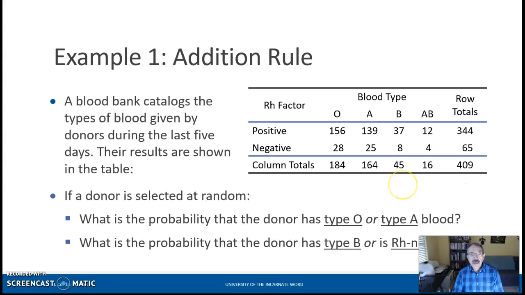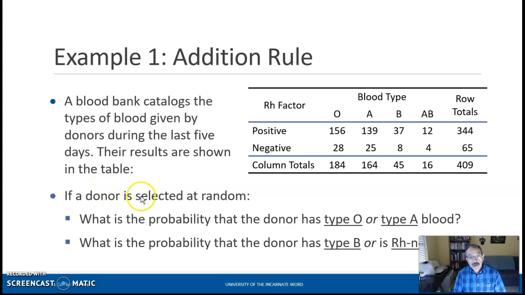All right, let's look at the first example where we use the addition rule. In this example, a blood bank catalogs the types of blood given by donors during the last 5 days. And you can see there are two classification variables, the Rh factor and the blood type. Under the blood type, we have 4 categories: type O, type A, type B, and type AB. And under the Rh factor, we have positive and negative. And here you have the different frequencies that were observed.